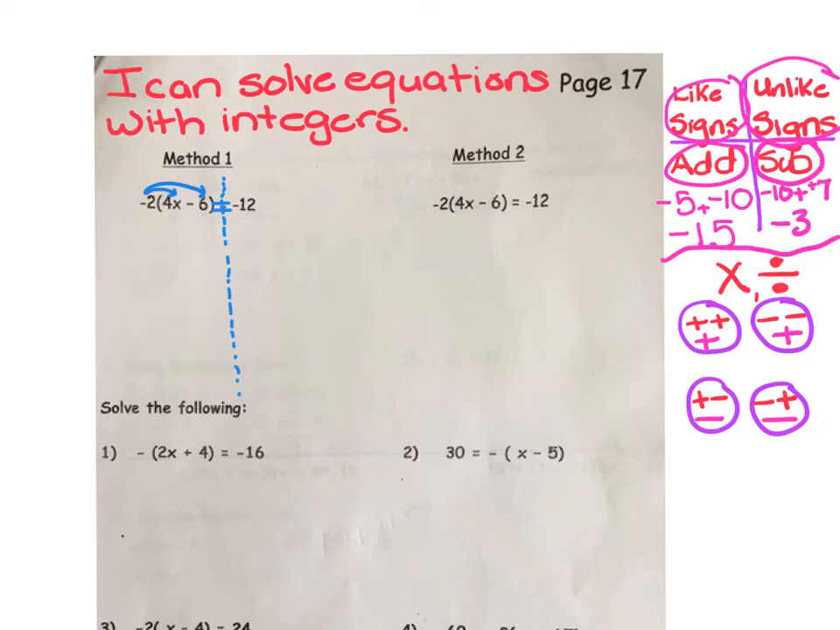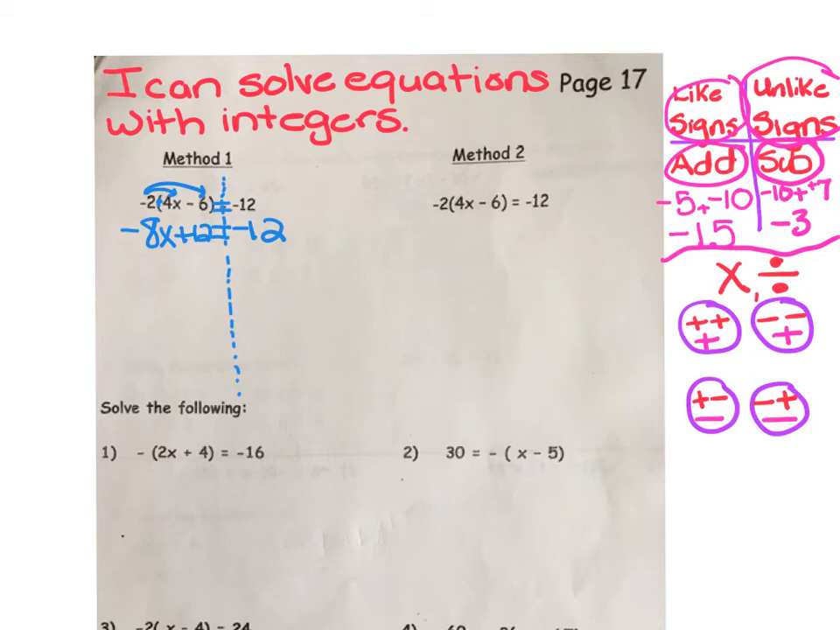Use your Margar rules. A -2 times a +4x gives you a -8x. Then a -2 times a loss of 6 gives you a gain of 12. And bring down the -12 on the right-hand side. Now that we've eliminated the parentheses, we're ready to solve.